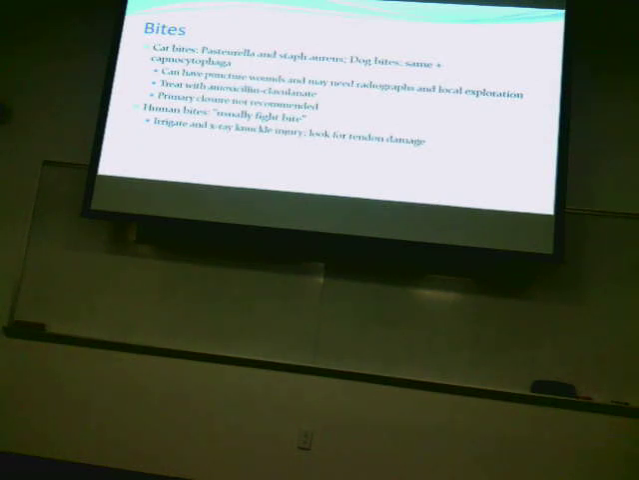Now we're getting into the different bites. So we've got animal bites and human bites. Our cat bites are going to be from Pasteurella or Staph aureus as the organism. Our dog bites are going to be the same bugs, but there's another one that it can have, which is Capnocytophaga vega.